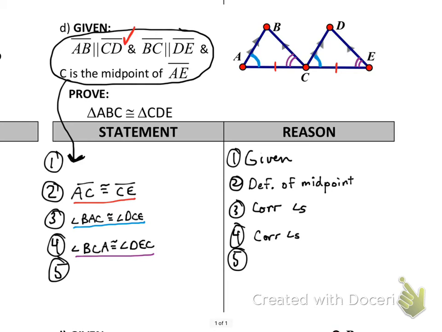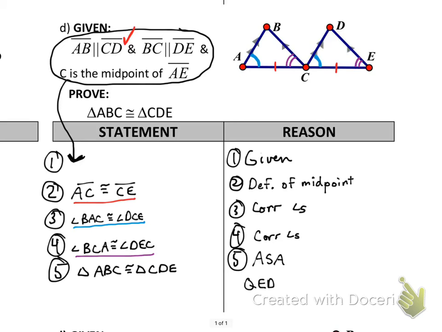Three congruent elements. Now we can write our triangle congruent statement. Triangle ABC is congruent to triangle CDE. And what's our reasoning this time around? Angle, side, angle. Angle side angle. There you go. It's angle, side, angle.